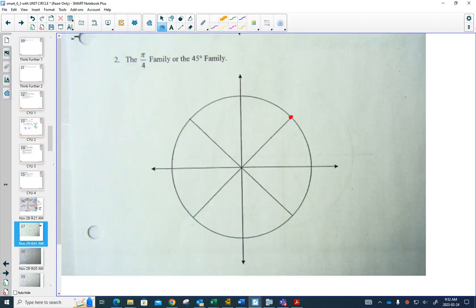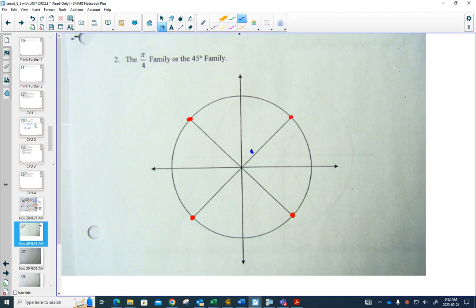4 points on the unit circle that we look at are the 45-degree family, and 45 degrees in radians is pi over 4. And this is called the 45-degree family because every single one of these points has a reference angle of 45 degrees. So we can start with our degrees.